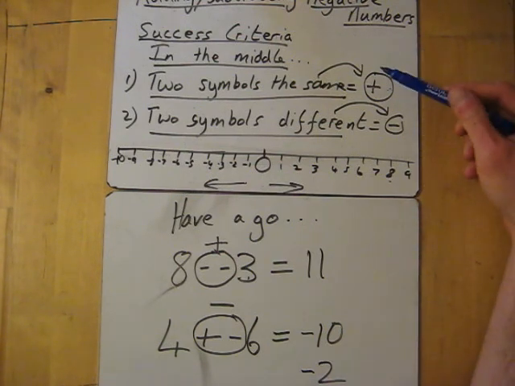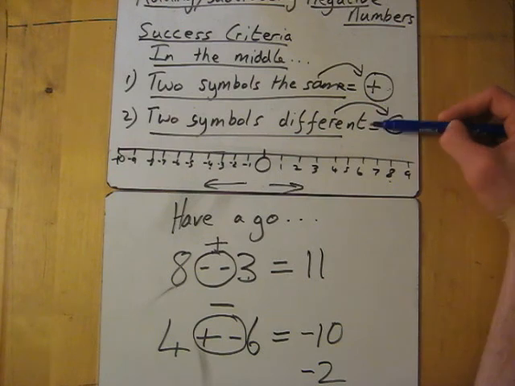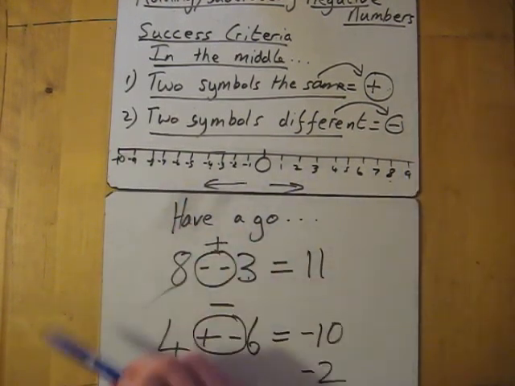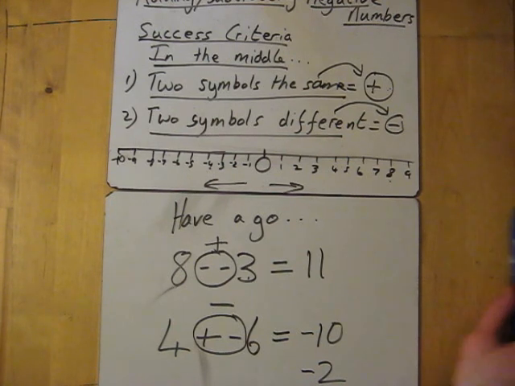So there are the rules. If the two symbols are the same in the middle, then you add. If the two symbols are different, then you subtract. And even if you need to draw this number line, it'll help you out in the exams. There you go.